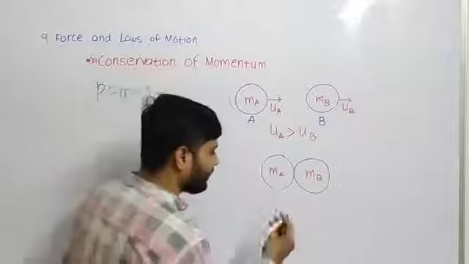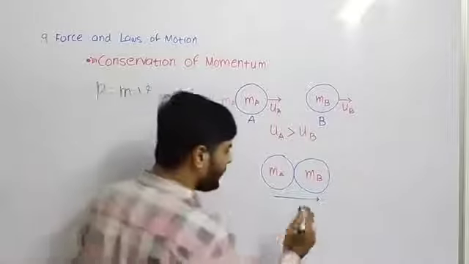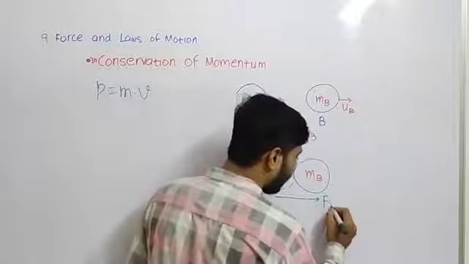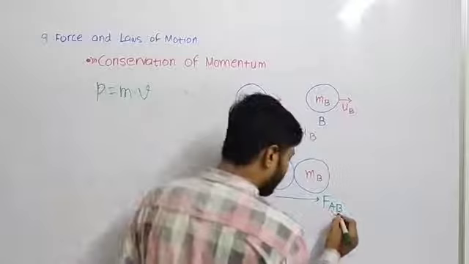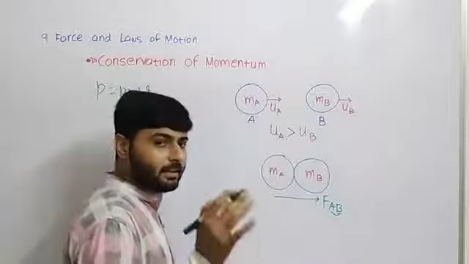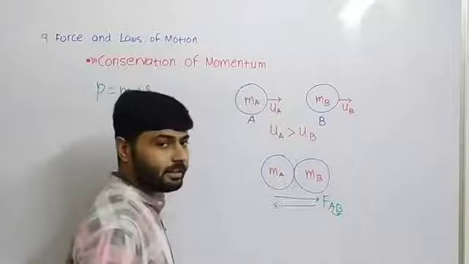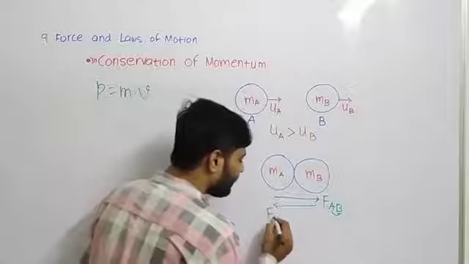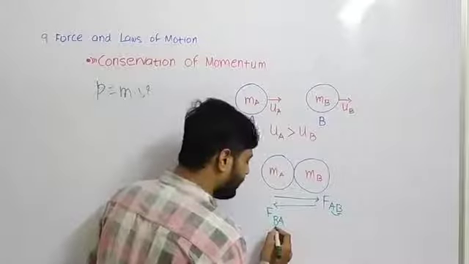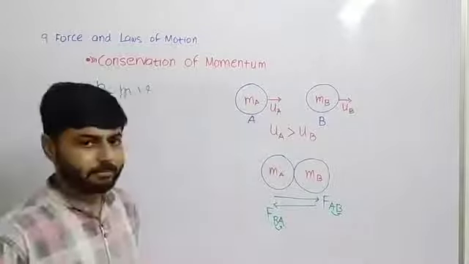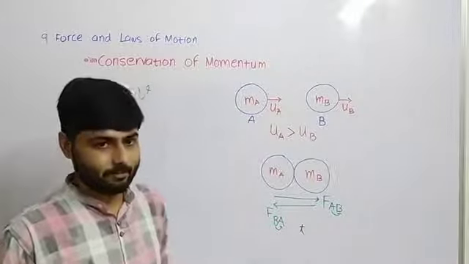At that time, ball A applies some force on ball B. Let's call this force FAB, that is force exerted by A on B. And by the third law, we know that the same force, FBA, will be exerted by ball B on ball A. And let's consider the time of this collision is T.